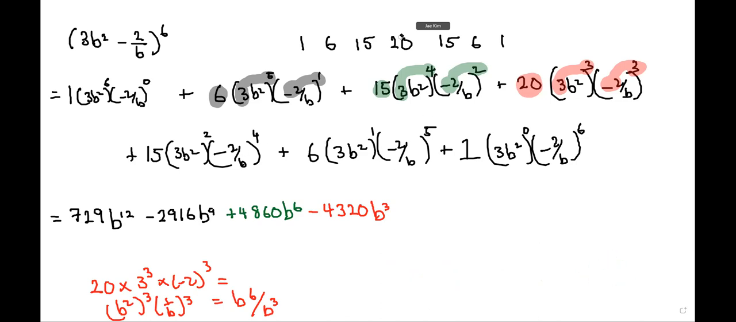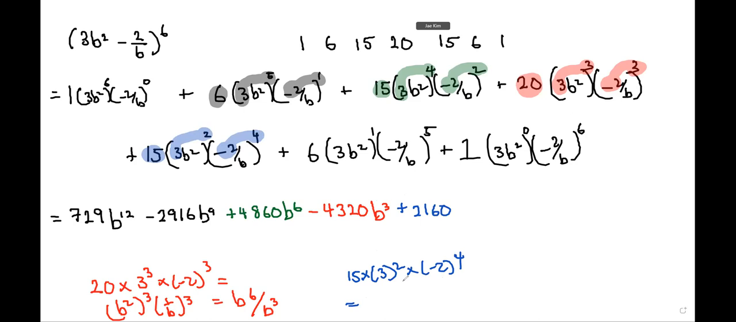Three more. We can do this. Three more. I will use blue. 15, 3 to the power of 2, negative 2 to the power of 4. We've got 15 times 3 to the power of 2 times negative 2 to the power of 4. That's 15 times 9 times 16. Positive 2,160. Notice how it's positive, negative, and back to positive.